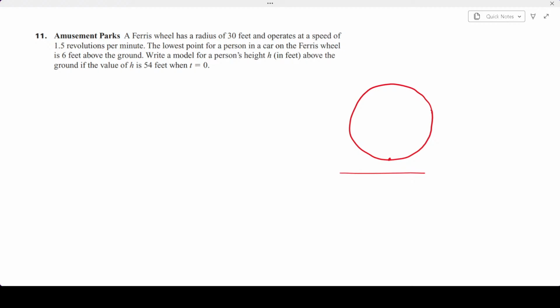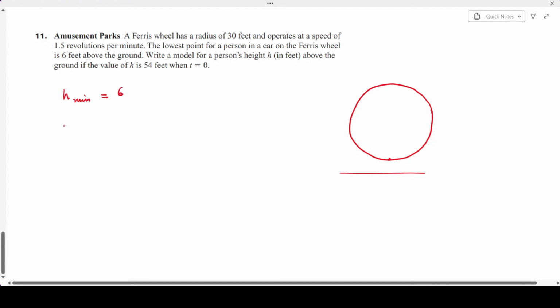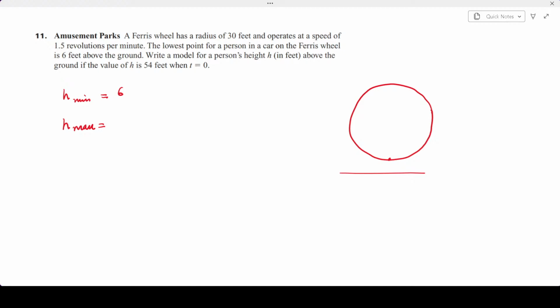So the h minimum height is 6. What does h maximum mean? What would the maximum height be? It's 60 plus 6, so 66, correct? That's 6 feet plus the diameter.